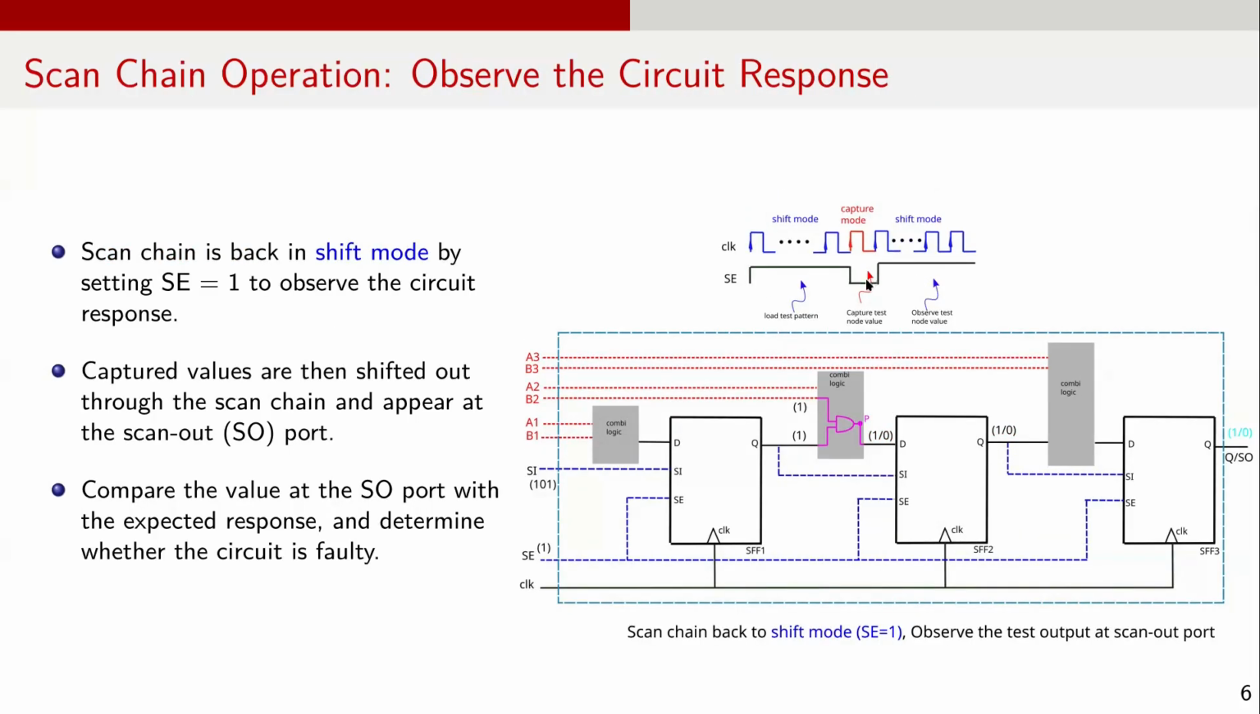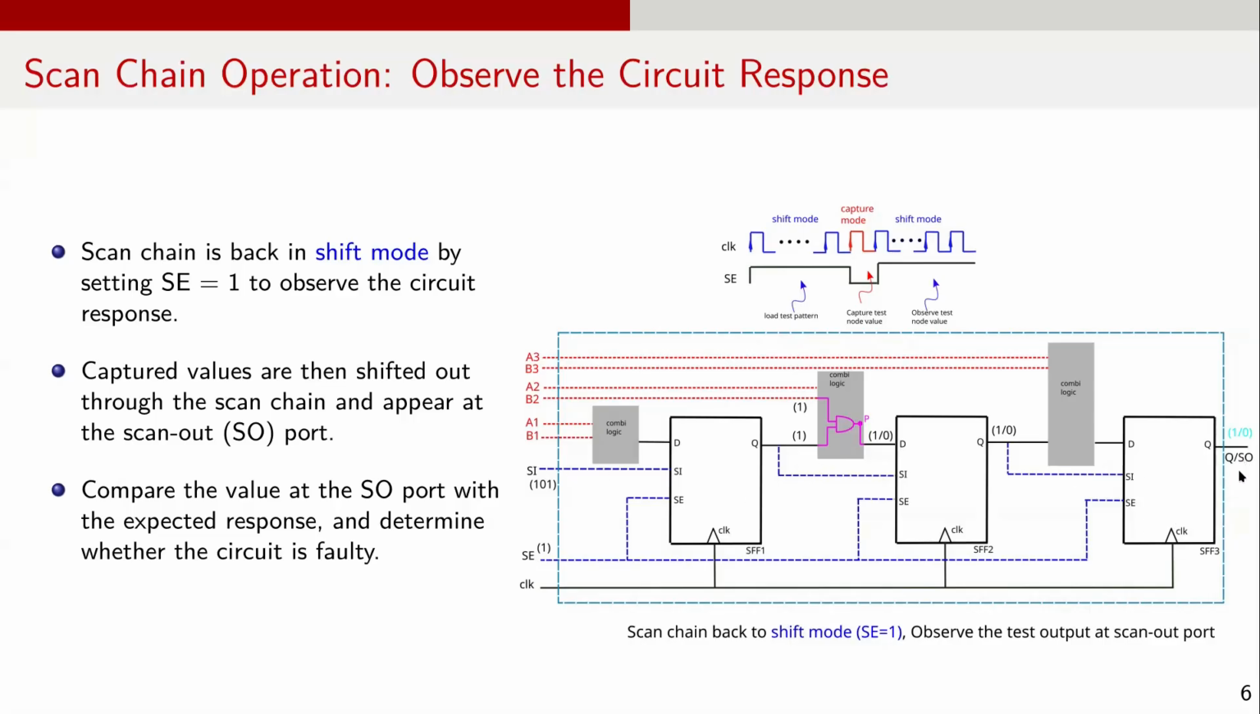After capturing the response, we return the scan chain to shift mode by setting SE equal to 1 again to observe the circuit response. The captured values are then shifted out through the scan chain and appear at the scan output port. In any circuit, the captured response reaches the scan output port in at most n clock cycles, where n is the length of the scan chain.